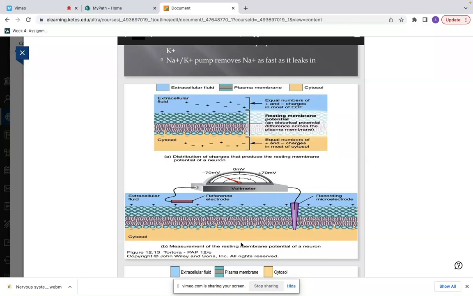You can see here up in the top that there's an equal number of both positive and negative charges across, this being the extracellular fluid. And here within the cytosol, you'll see also an equal number of positive and negative charges. However, this resting membrane potential is an electrical potential difference across this plasma membrane. It's the differences between here and here.